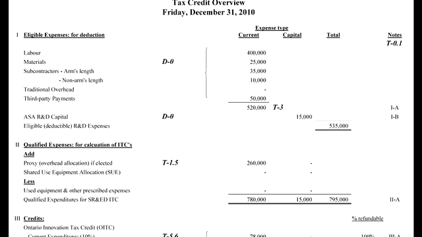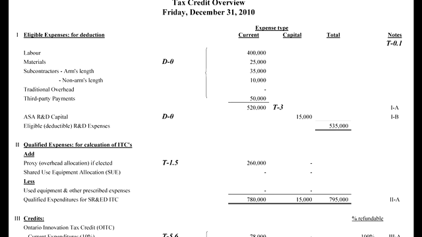So we have $520,000 of current expenditures that are eligible and another $260,000 of qualified expenditures, meaning that on the $520,000 of direct current expenditures, we have $780,000 of qualified expenditures for investment tax credits. And again, the $15,000 of capital would just carry forward as a qualified expenditure for SR&ED as well.